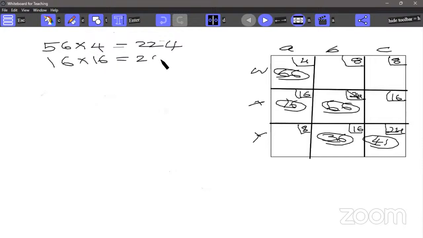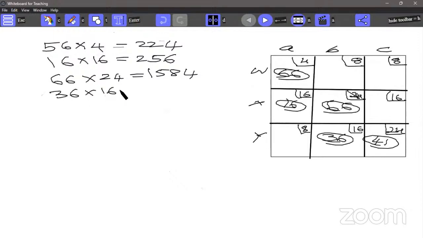256. Then 66 into 24. 1584. Then 36 into 16. 576. Then 41 into 24. 984. How much? 984. Yeah, how much is the total cost?